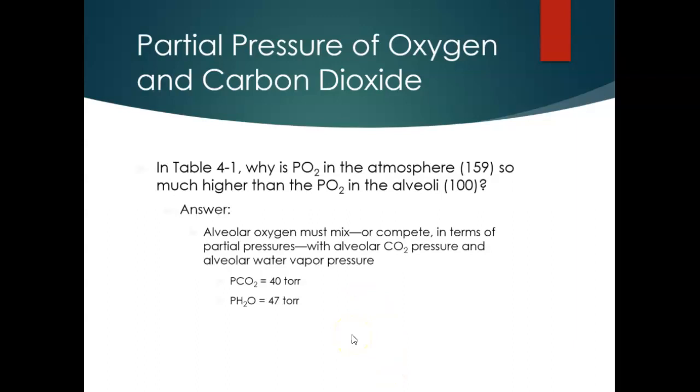So if we think about the atmospheric pressure of 760, we're going to subtract 47 first, which gives us 713. 713 times 21 percent is going to be about 149, and then minus the 40 for the CO2 drops you down to closer to 100.